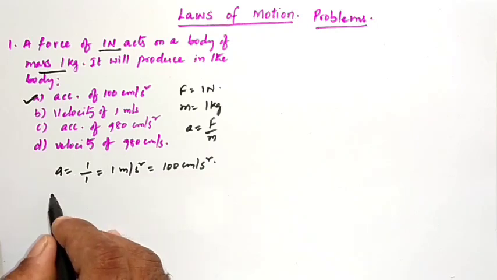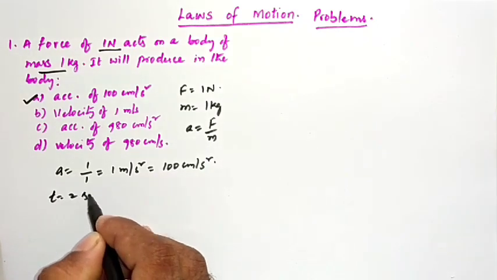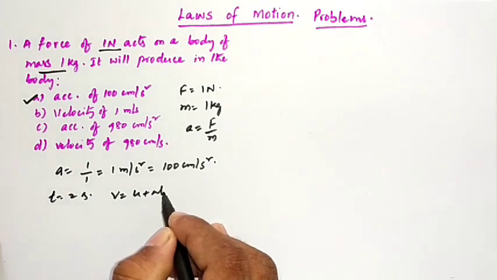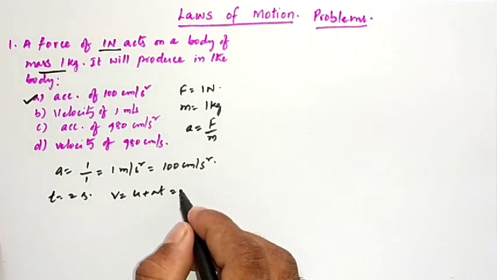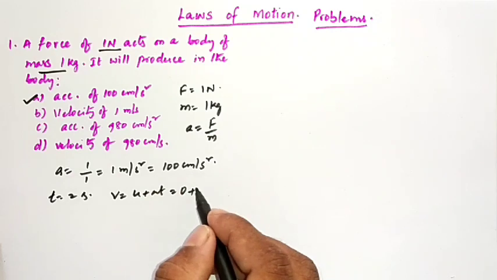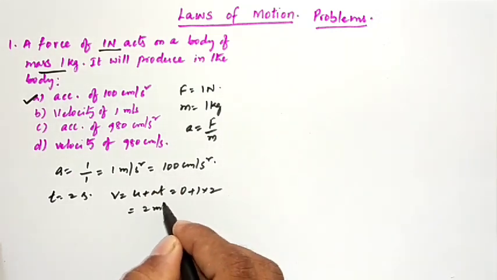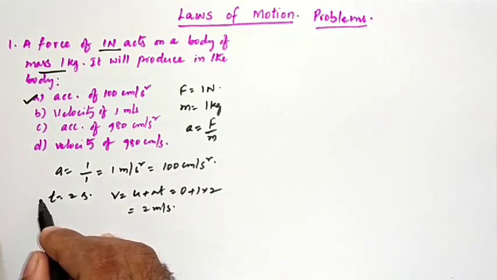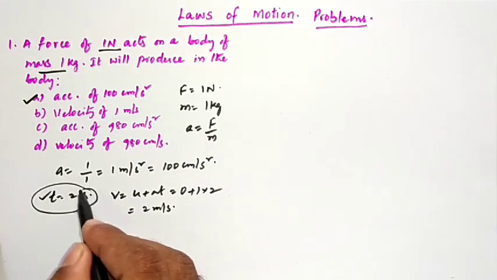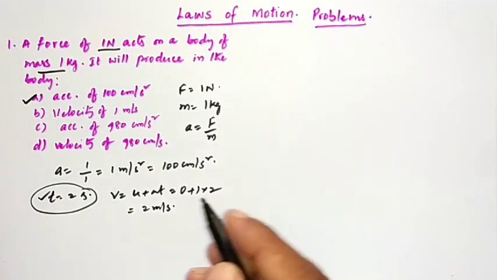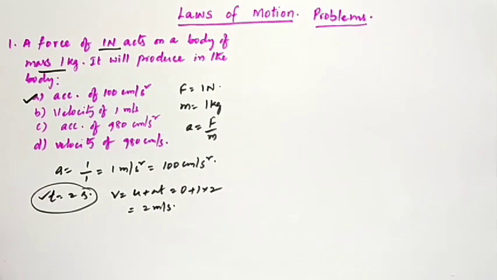Understood? If the question asks what the velocity is after 2 seconds, then we can calculate. How? V is equal to U plus AT. As it is starting from rest, 0 plus acceleration 1 into T, which is 2. So we will get 2 meter per second. This is the velocity after 2 seconds. But time is not mentioned in this, that's why we need not calculate. Understood? Right. Let us see the second question.